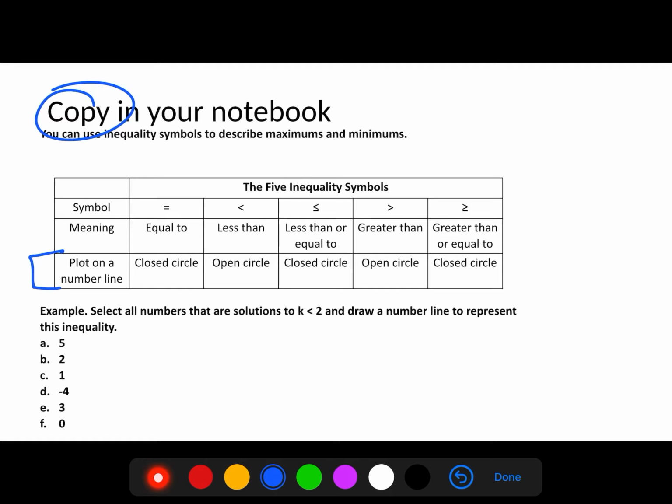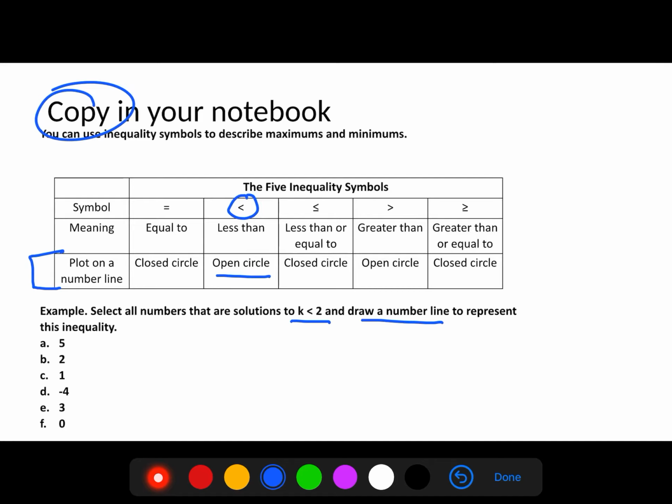They have multiple parts. Example: select all numbers that are solutions to k is less than 2 and draw a number line to represent this inequality. This is a quick little review from Tuesday's lesson. K is less than 2. The symbol is this symbol. So that means less than 2. And it helps to know that when I graph it on the number line, it's going to be an open circle.